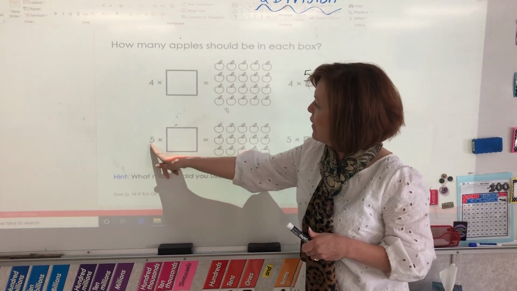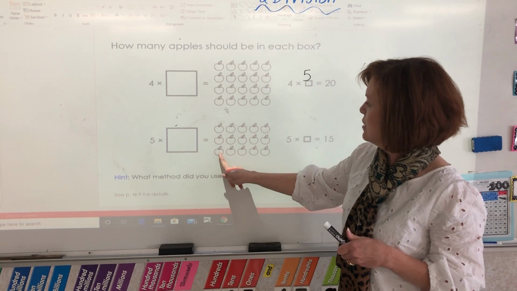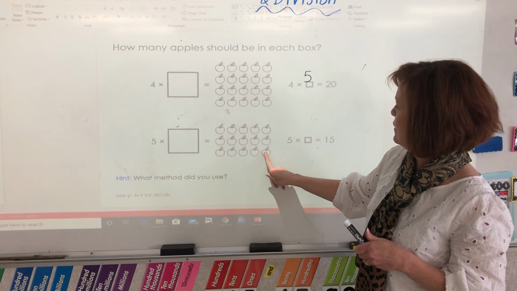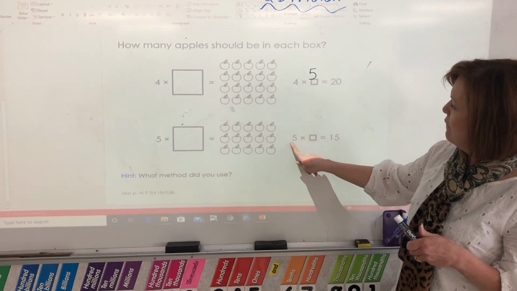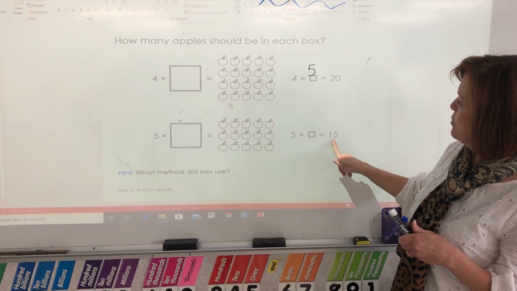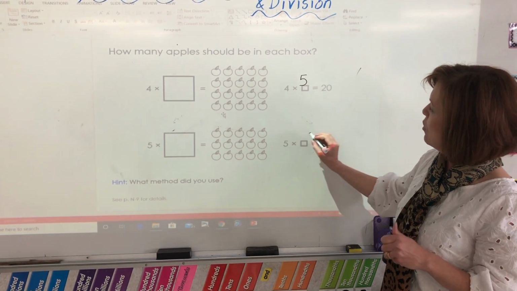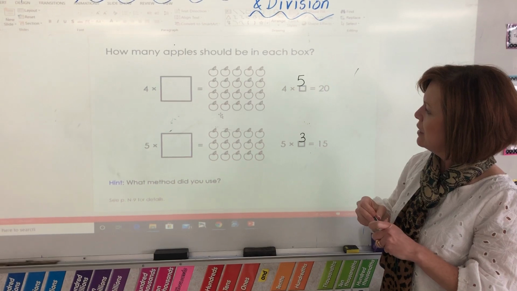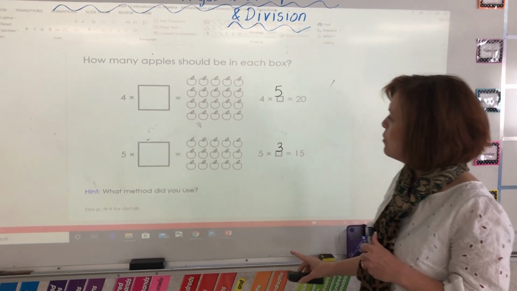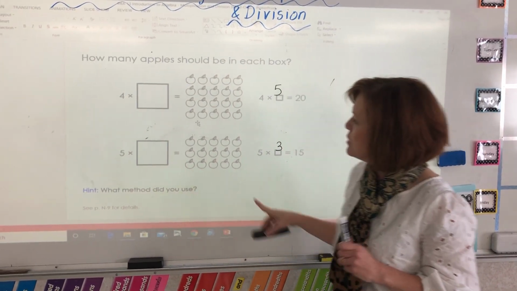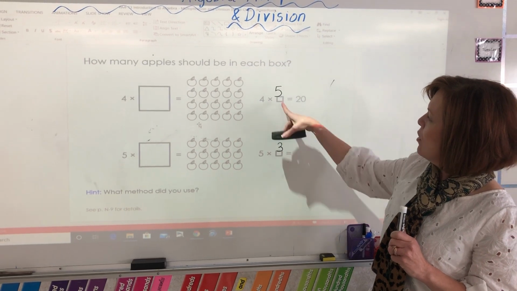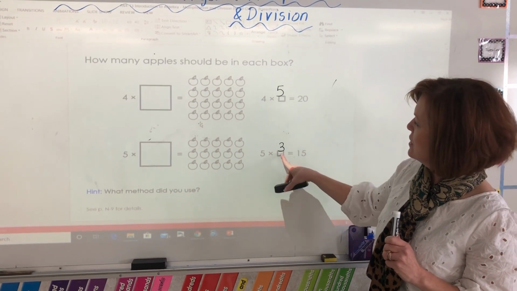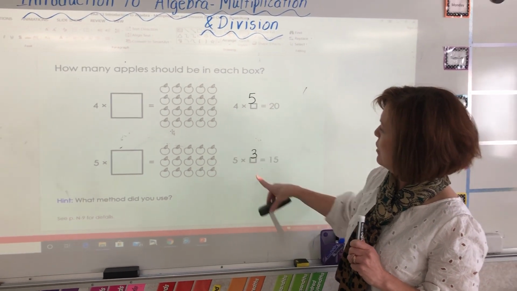Here, 5 times something equals 3, 6, 9, 12, 15. They've written it here, 5 times something equals the numeral 15, and we know what's missing is a 3. All right, so what method did you use? We were just probably recalling our math facts to solve for the missing algebraic part.